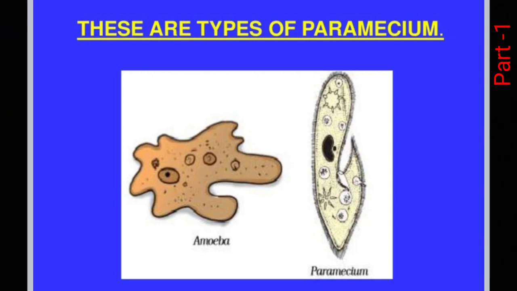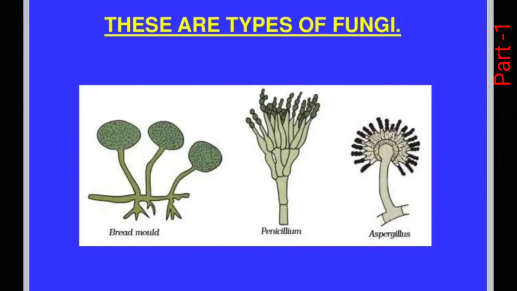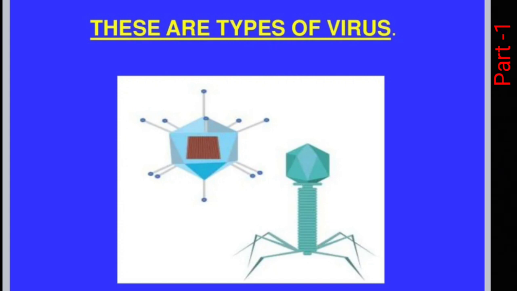Now next is the types of fungi which you can see clearly in the picture. First is your bread mold, second is penicillium, and at the top conidia are present and penicillia are there. Third is your aspergillus. So these are the examples of your fungi which can act as your microorganisms.